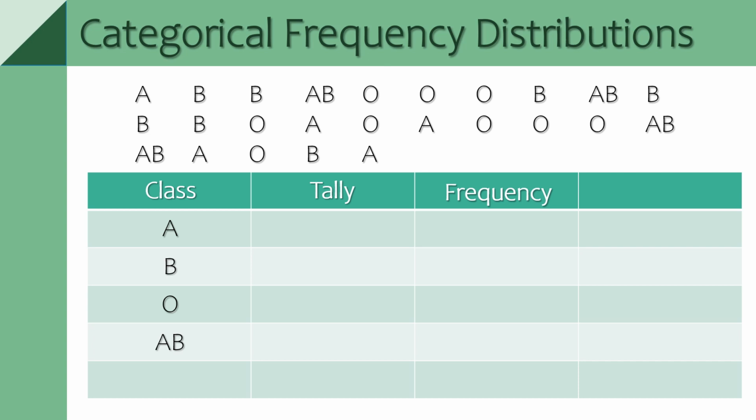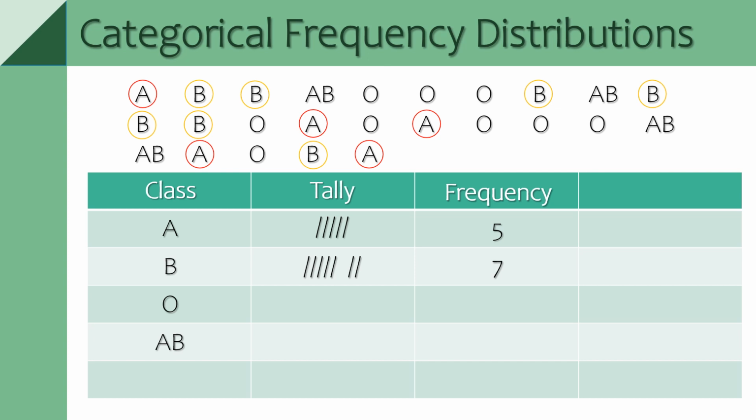So sa tally naman, bibilangin natin yung lahat ng may type A. Let's start. We have 1, 2, 3, 4, 5. So there are 5 type A's among 25 soldiers. So itali natin siya 5 and sulat natin ito yung numerical value. Next is B. So bilangin natin yung B. So 1, 2, 3, 4, 5, 6, and then 7. So itali natin 7 and its frequency is 7.